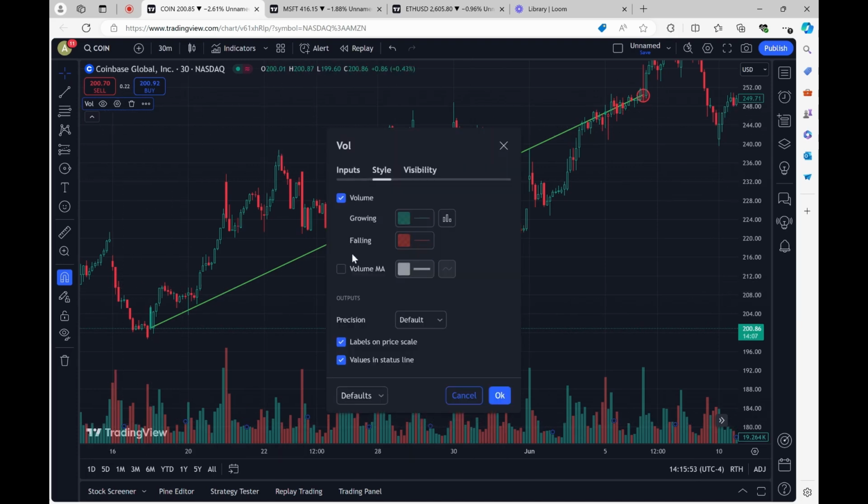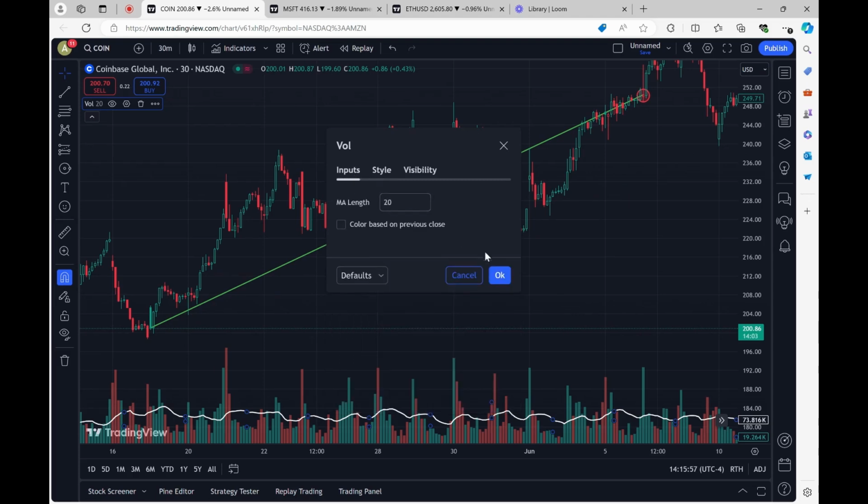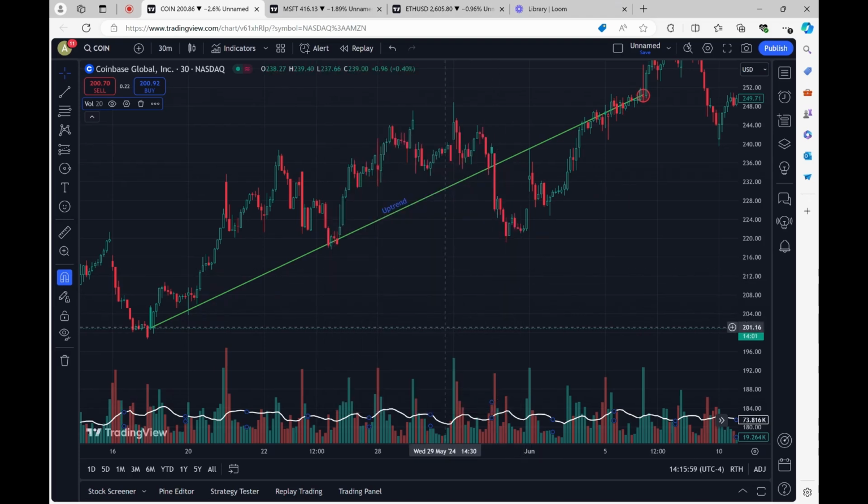However, what I like to do is add this volume moving average with a length of 20. And what this does is it gives me an average volume over the past 20 days. The period that you use for this moving average really doesn't matter. It could be 75, 50, 30, something like that. The benefit of it is it tells us how much or how little volume there is relative to the average.